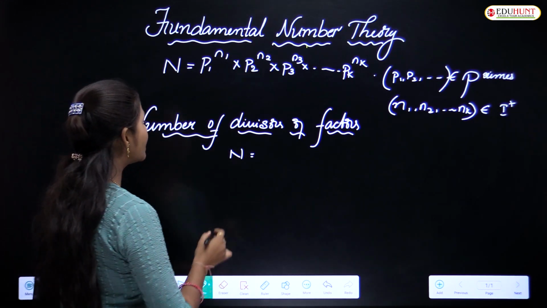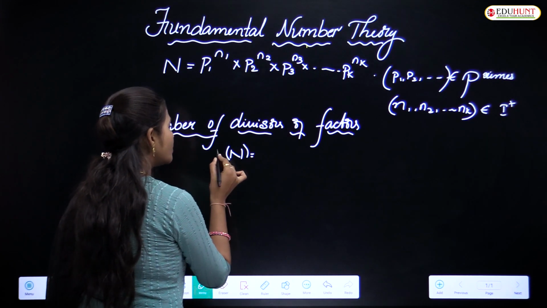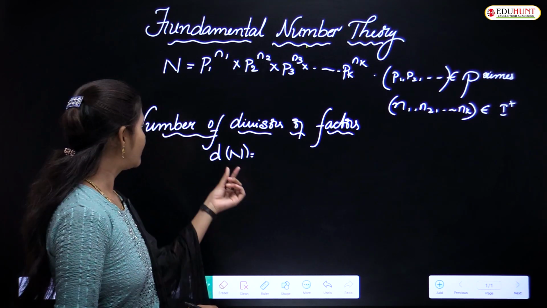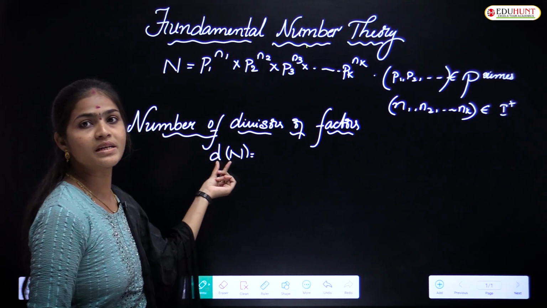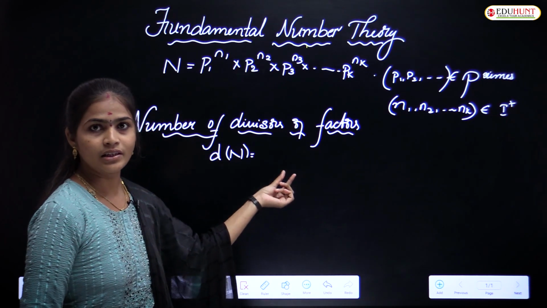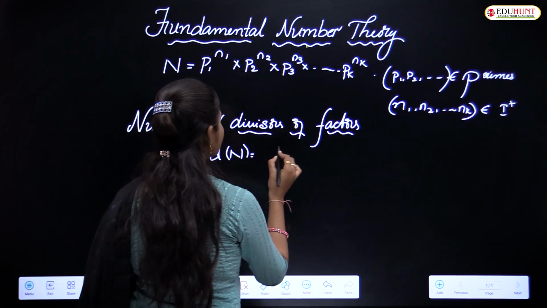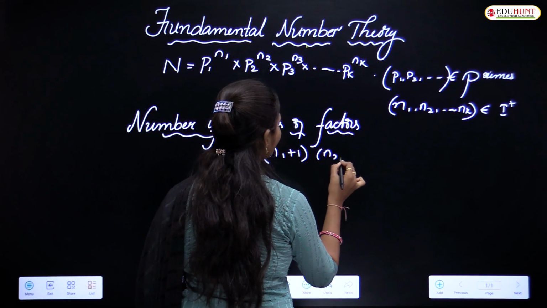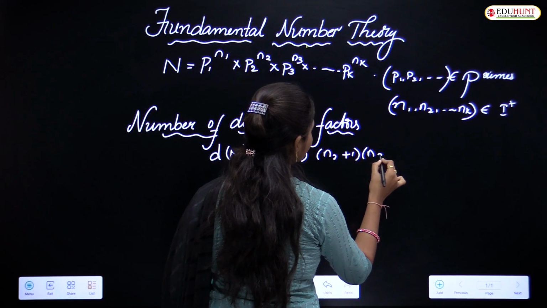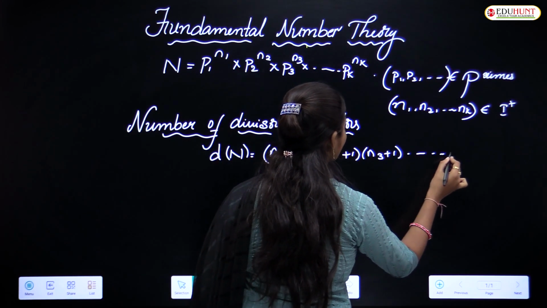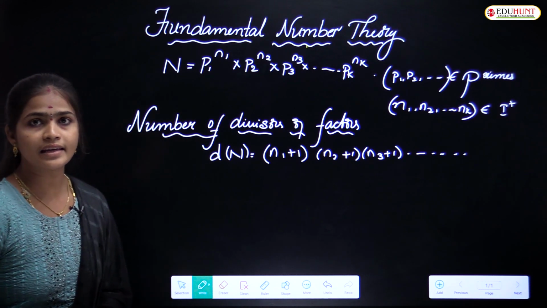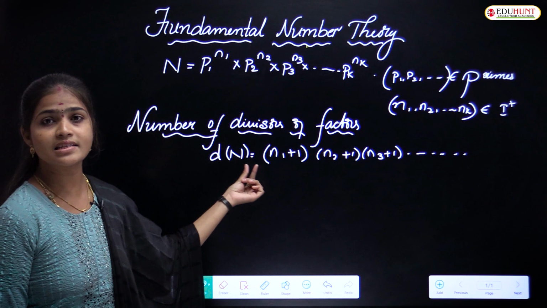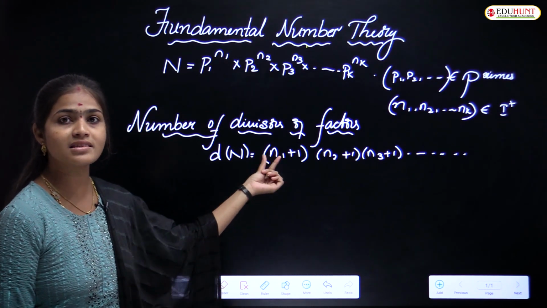How can we find the number of divisors? It is represented by d of n. D of n is equal to n1 plus 1 into n2 plus 1 into n3 plus 1 and so on. Listen carefully. Here d of n means the number of divisors of a number.